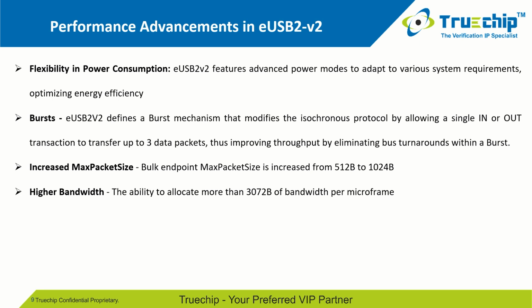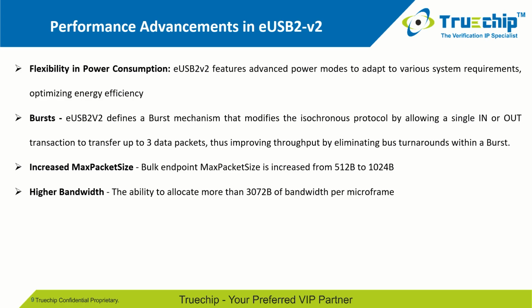Burst. eUSB2 v2 defines a burst mechanism that modifies the isochronous protocol by allowing a single IN or OUT transaction to transfer up to 3 data packets, thus improving throughput by eliminating burst turnarounds within a burst.